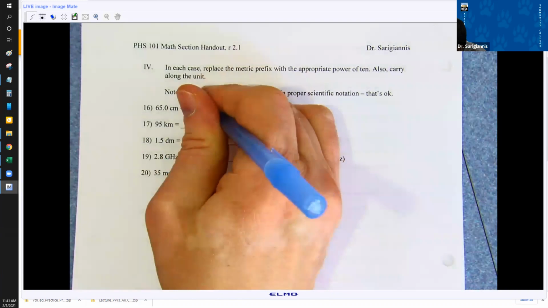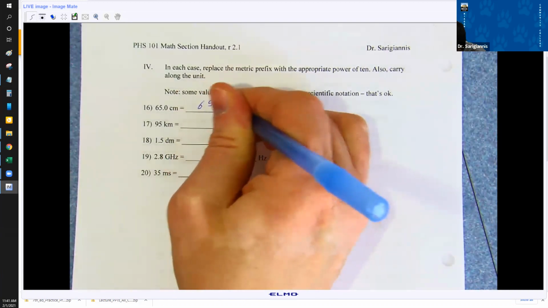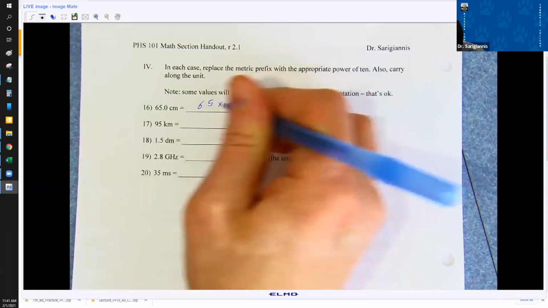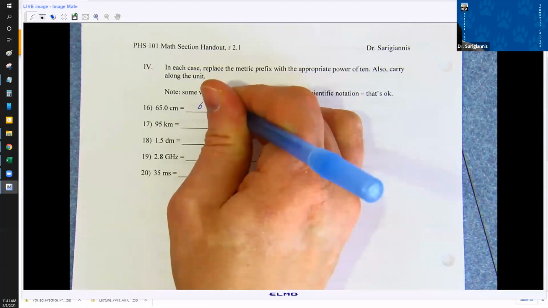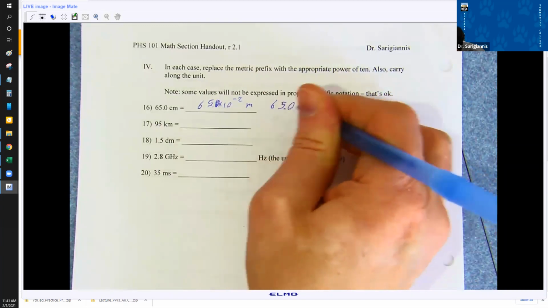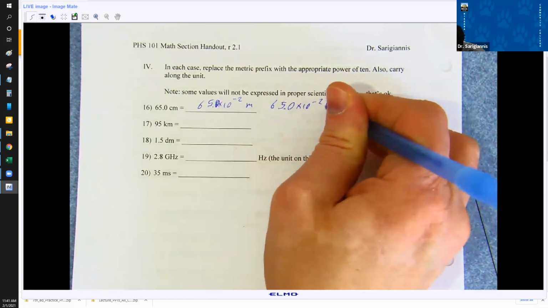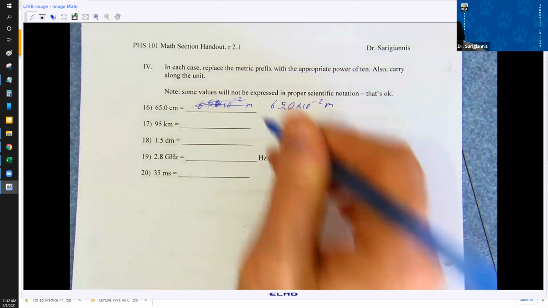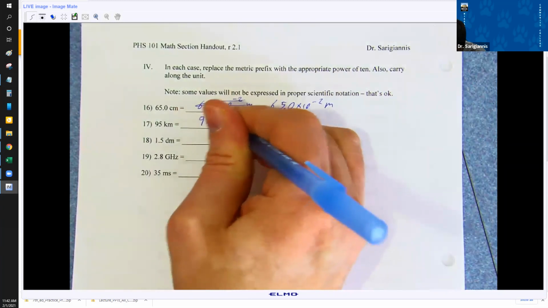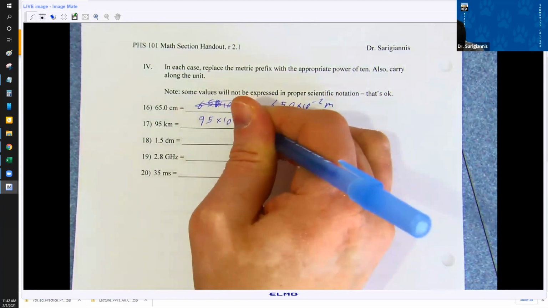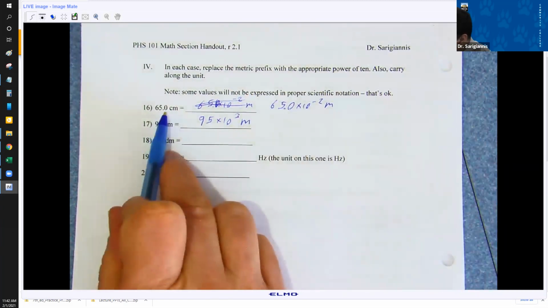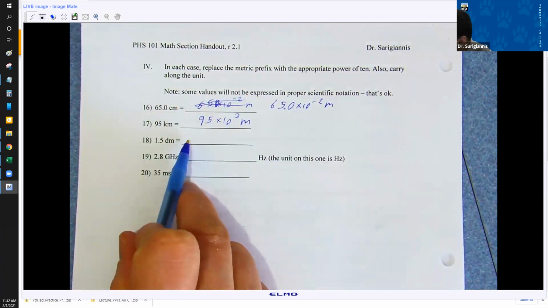65 centimeters. This is just 65 times 10 to the minus 2 meters. I technically should carry that decimal place over. Just rewrite this, 65.0 times 10 to the minus 2 meters. 95 kilometers, 95 times 10 to the third meters. So these are all units of meters. It's just the power is denoted by a different prefix.